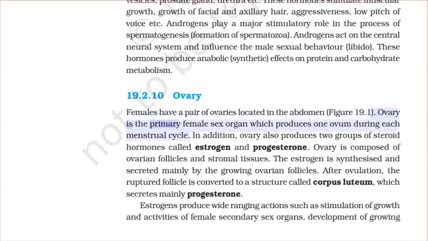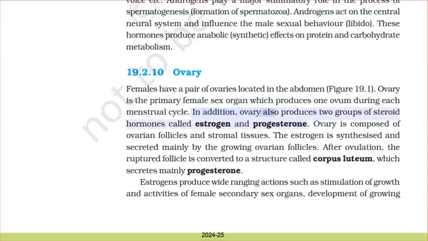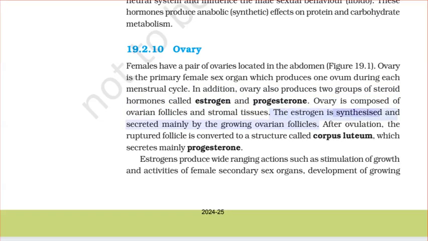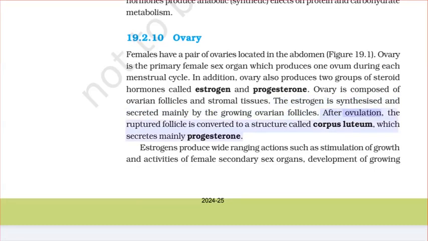Ovary is the primary female sex organ which produces one ovum during each menstrual cycle. In addition, ovary also produces two groups of steroid hormones called estrogen and progesterone. Ovary is composed of ovarian follicles and stromal tissues. The estrogen is synthesized and secreted mainly by the growing ovarian follicles. After ovulation, the ruptured follicle is converted to a structure called corpus luteum, which secretes mainly progesterone.